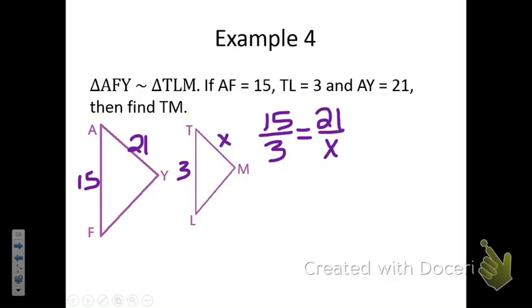Good. And I have to use my 21 first since I used my 15 first. I used the bigger triangle first, so I have to be consistent within both of those. Now, how do I solve something that looks like this?